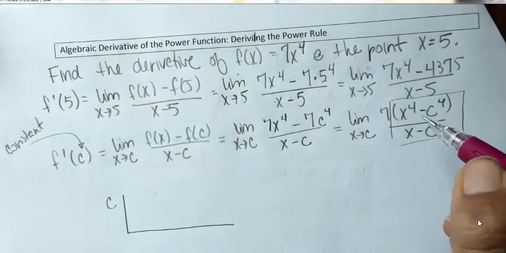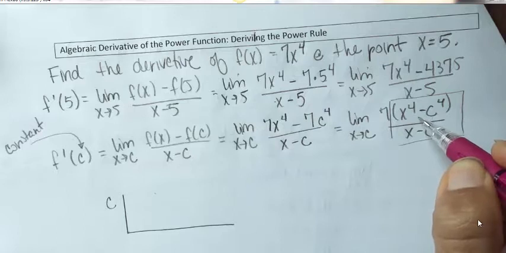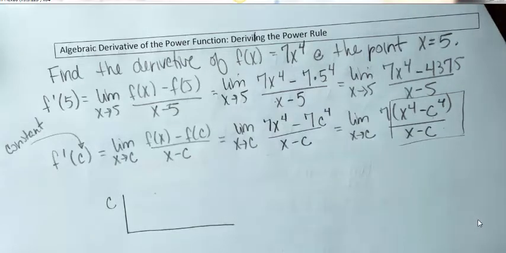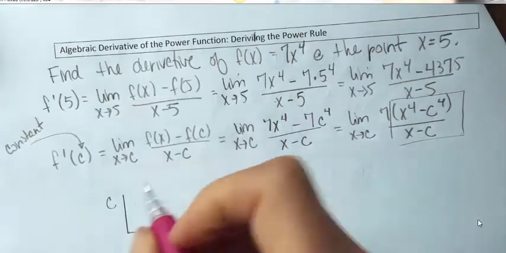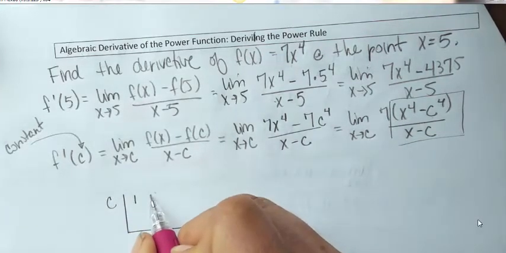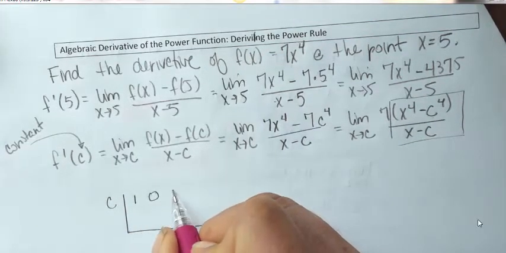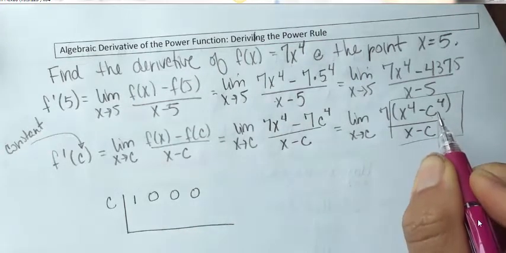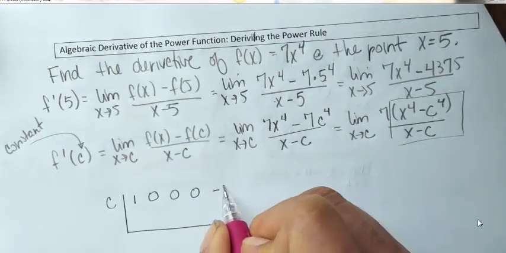Okay, so I need to make sure that I put zeros in for the x cubed, x squared, and x terms that are missing here. So my coefficient of x to the 4th is 1. Coefficient of x cubed is 0. X squared, coefficient 0. X coefficient 0. And then my constant is negative c to the 4th.